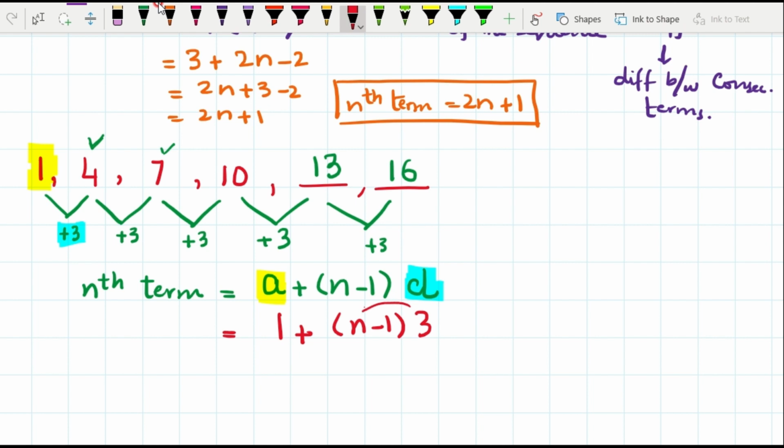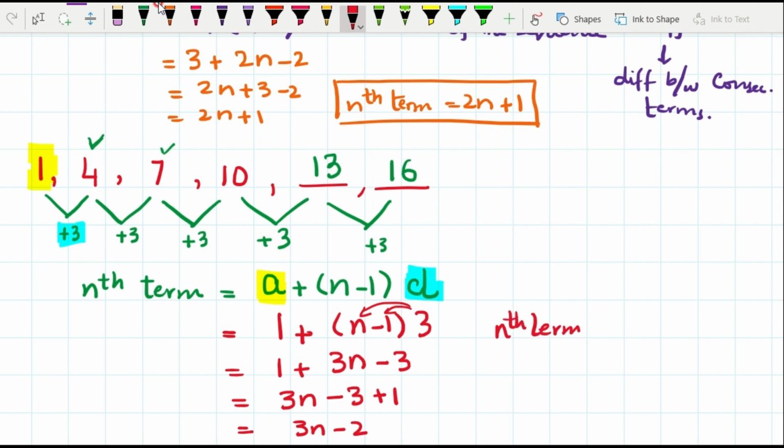Now we have to expand it. Okay. 1 plus 3n minus 3. After solving, we are getting the answer 3n minus 2. So we can easily say that the nth term, or the general term, of the sequence will be 3n minus 2. Right?